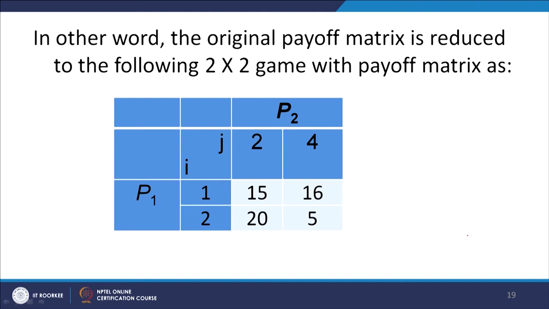In other words, the original payoff matrix is now reduced to the following 2 by 2 game with the payoff matrix given by 15, 16, 25. See, the strategies of P2 are 2 and 4. So, corresponding to 1 and 3, this is 0. Therefore, you have reduced the original 2 by 4 matrix to the 2 by 2 matrix, and as I have just mentioned, this 2 by 2 matrix can be solved using the oddments method.